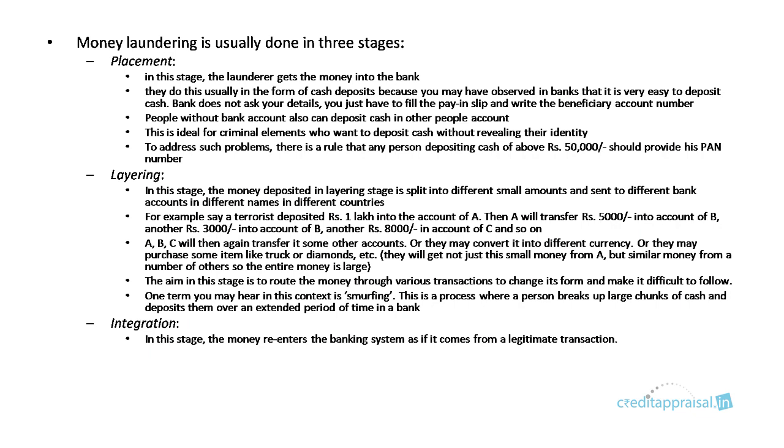At this stage, the aim is to route the money in such a way as to change its form and make it difficult to follow. One term you might have heard in this context is smurfing. This is a process where a person breaks up large chunks of cash and deposits them over an extended period of time. And in the final stage of integration, the money will re-enter the banking system as if it has come from a legitimate transaction. So this is how money laundering is done.